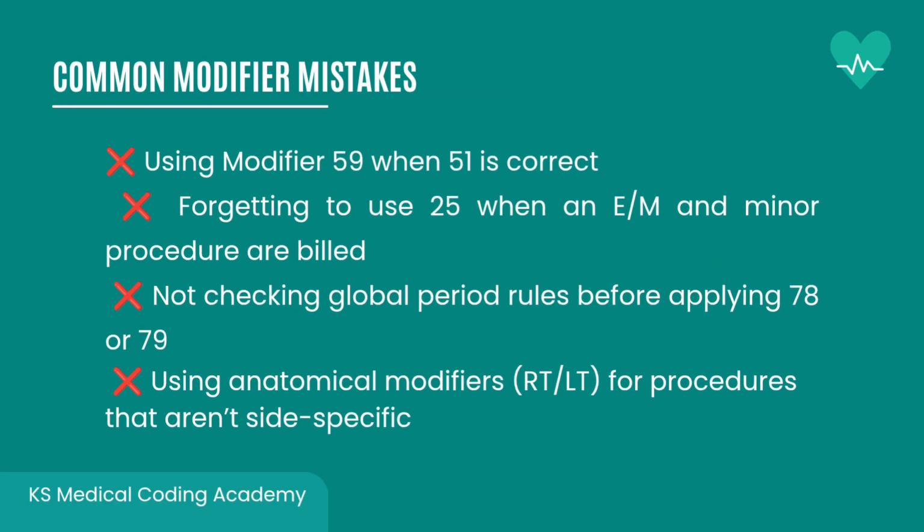Common modifier mistakes. Watch out for these common mistakes. Using modifier 59 instead of 51. Forgetting modifier 25 with minor procedures and EM on the same day. Not applying modifier 78 or 79 properly during the post-op period. Using RT or LT with procedures that aren't side-specific. Be cautious, these errors cost points on the CPC exam.